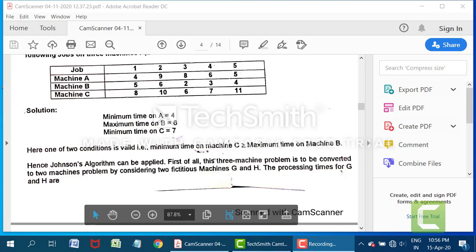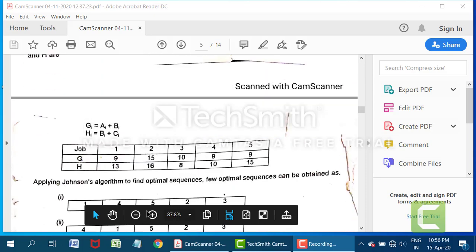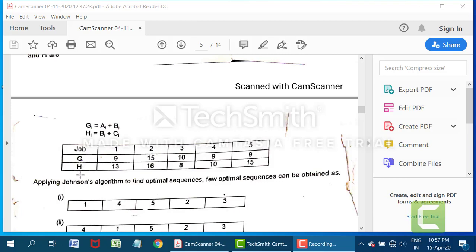So when you would like to apply Johnson's algorithm, first of all, this three machines data must be converted to two machines data. How? Assume there are five jobs: 1, 2, 3, 4, 5. Assume machines G and H. For machine G, what is the time? Processing time GI for the ith job equals AI plus BI. Processing time for H for the ith job, HI, equals BI plus CI.